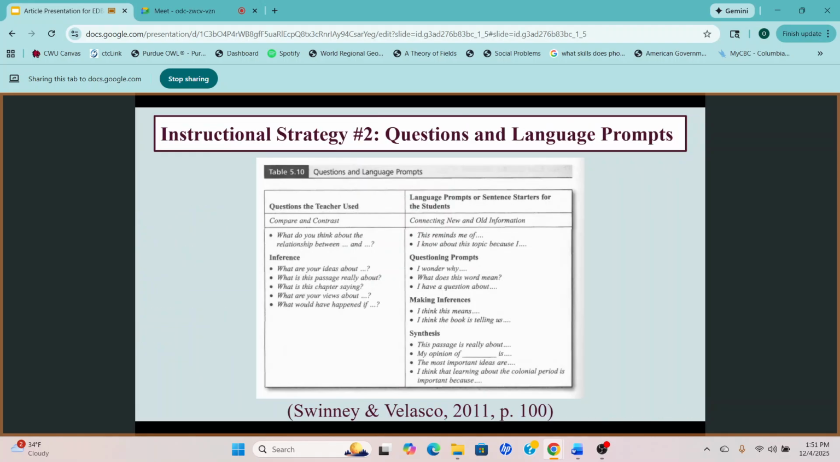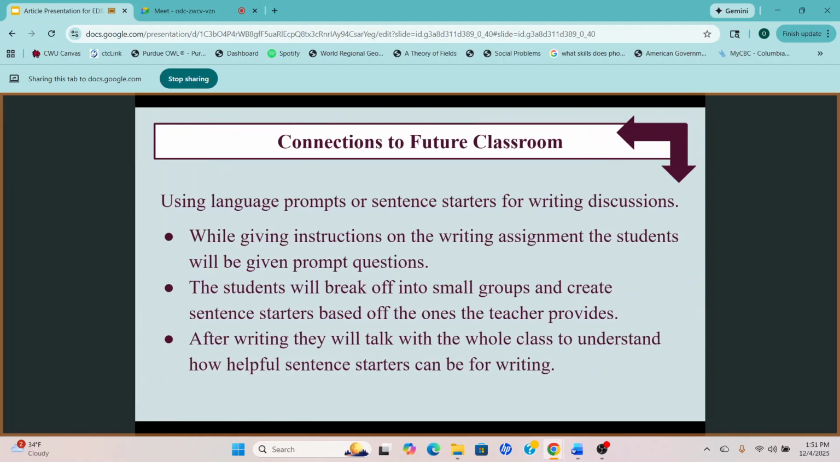This table shows a lot of language prompts or sentence starters for the students, as well as certain questions that can be asked by the teacher to help them grasp what they are learning. Ways to connect this to the future classroom is for writing discussions. While giving instructions on the writing assignment, the students will be given prompt questions. The students will break off into small groups and create sentence starters based on the ones the teacher provides. After writing, they will talk with the whole class to understand how helpful sentence starters can be for writing.